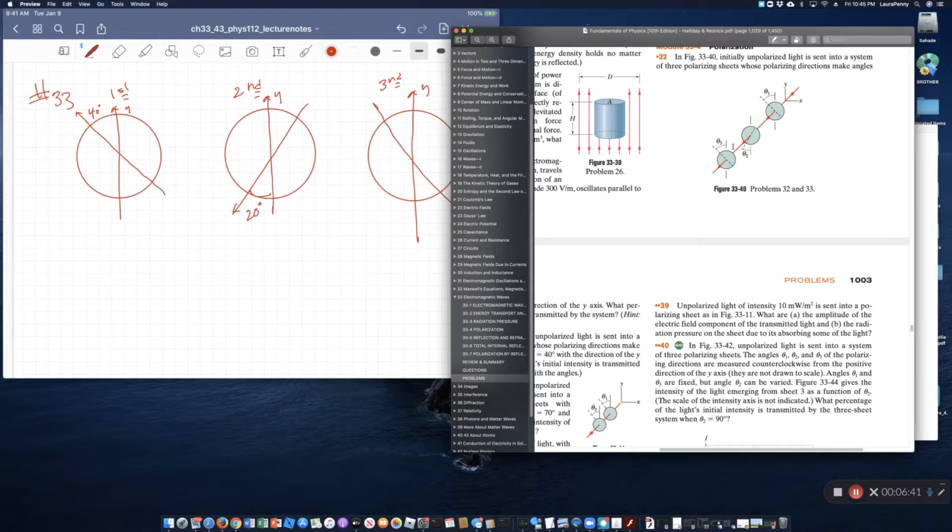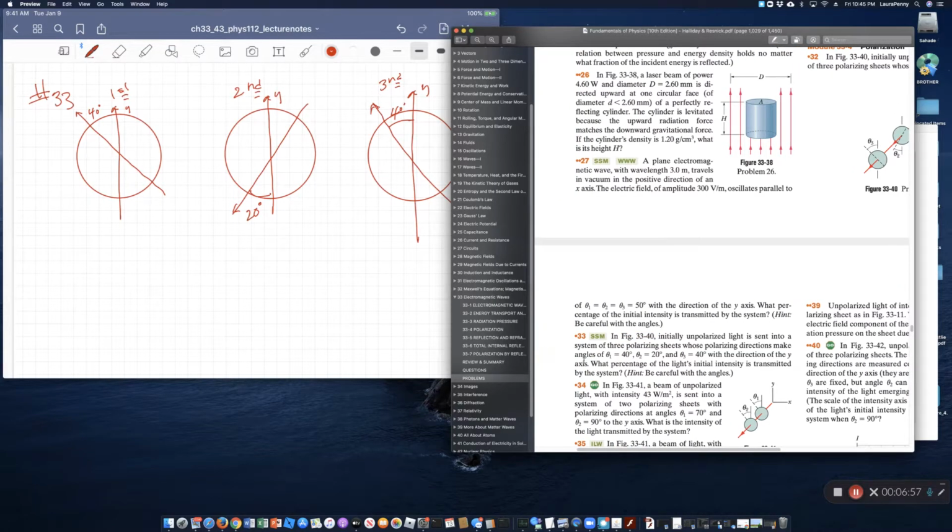Sorry, this is y. This is again 40 degrees. So what does it want us to say? It wants to know what percentage of the light's initial intensity is transmitted by the system. So we have some initial intensity. Obviously, after we get through here, we have I1, where I1 is half of I naught, the initial intensity.